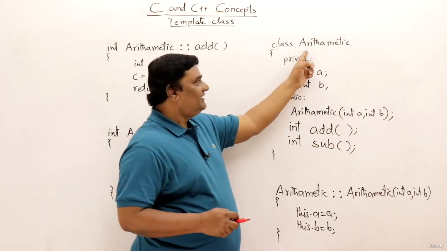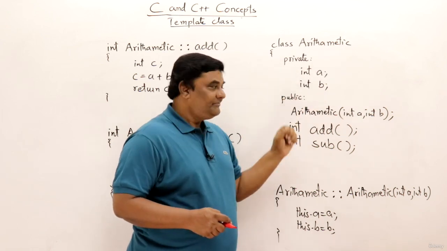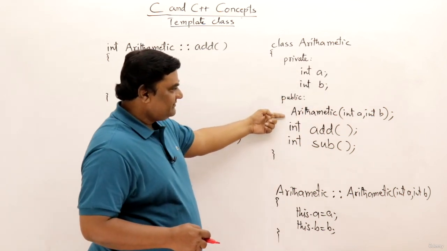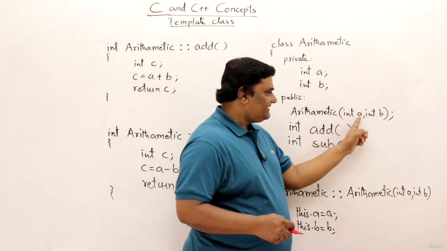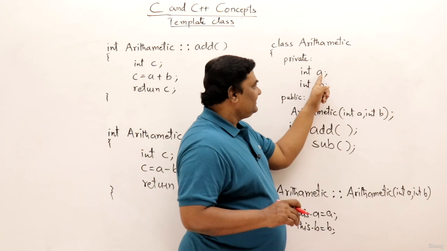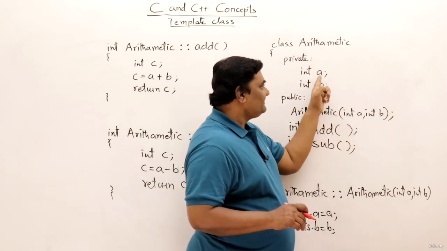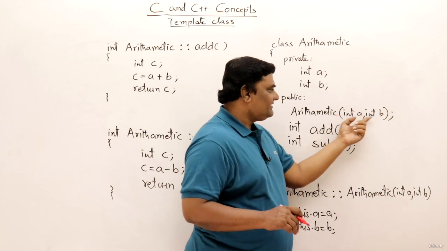Here is a class called Arithmetic and two data members A and B, integer type. Then this is a constructor. The constructor is taking two parameters. Again, the parameter names I have taken are the same, A and B. So these are the class members and these are the parameters. So we call this as this A or this B, and these are parameters A, B.